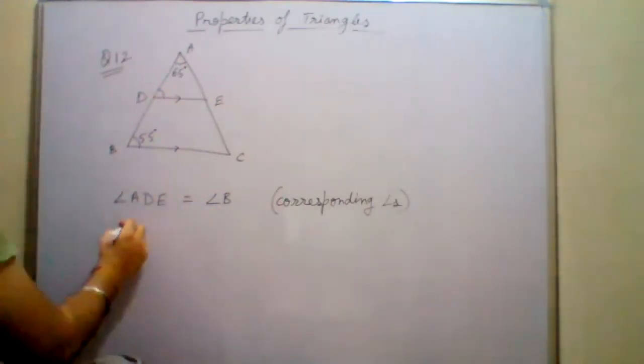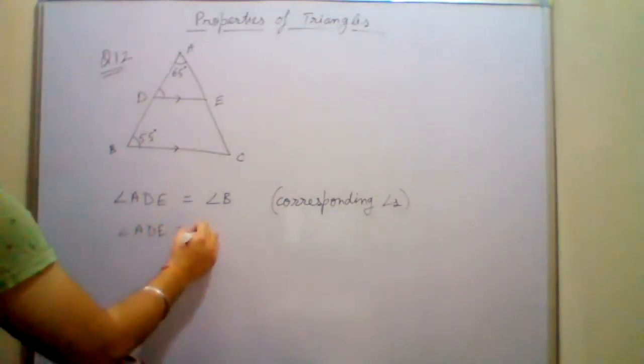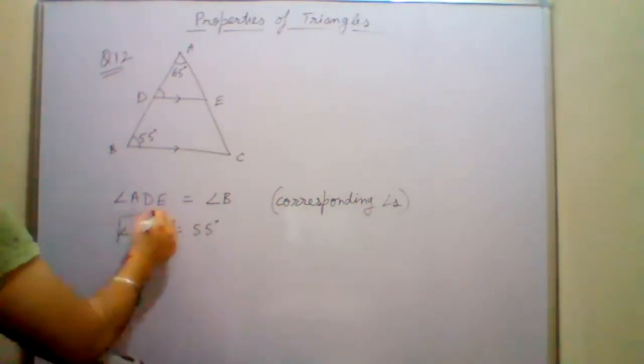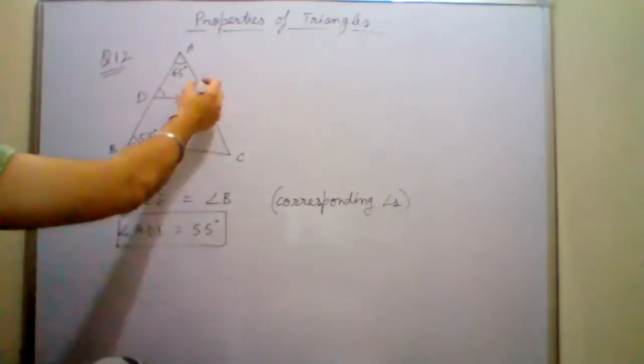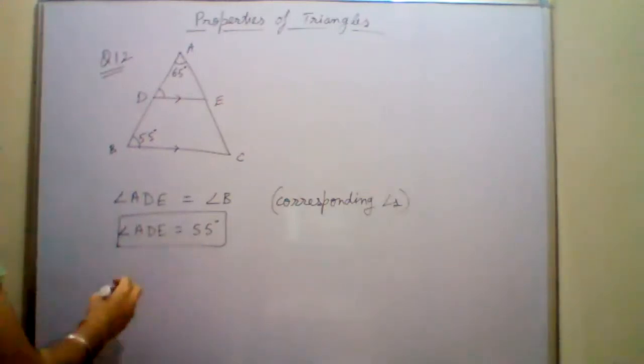Now, what is the value of angle ADE? It is 55 degrees. Got it? So this is the answer of the first part. For the second part, you have to find angle AED. Finding angle AED is also very easy.